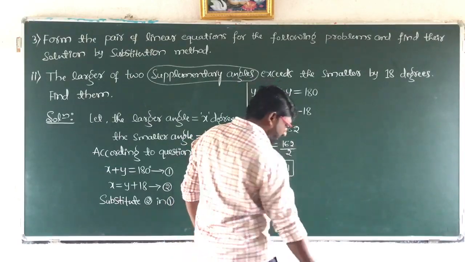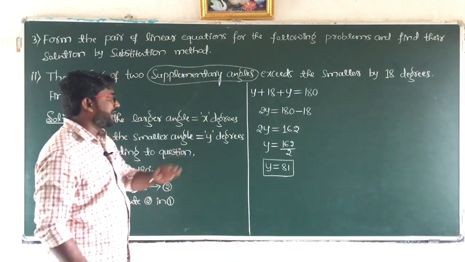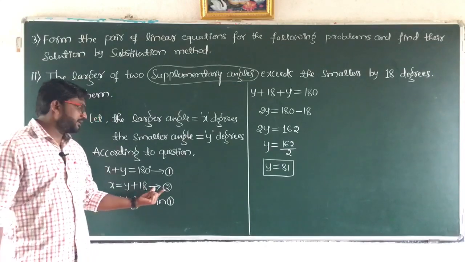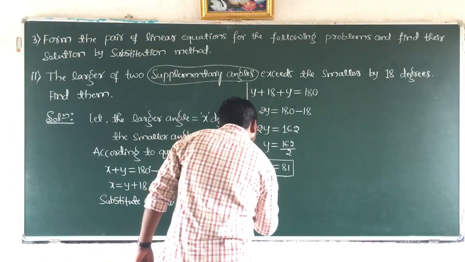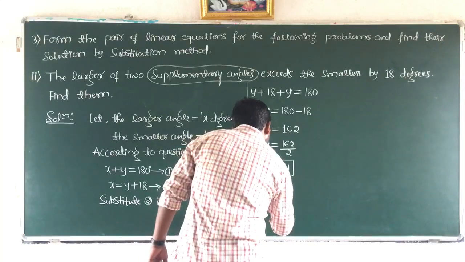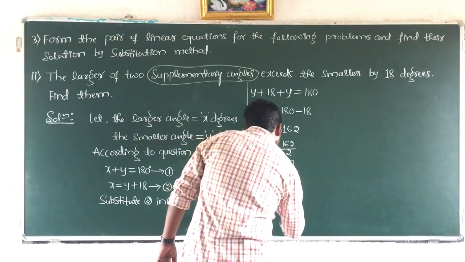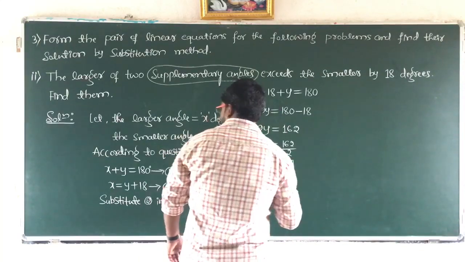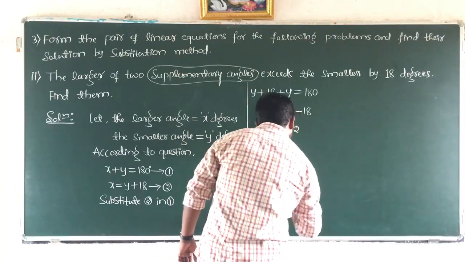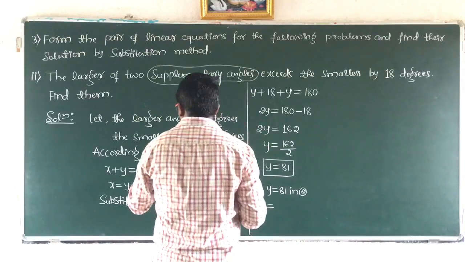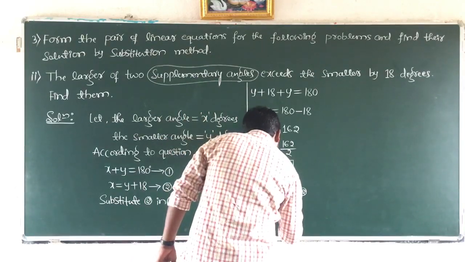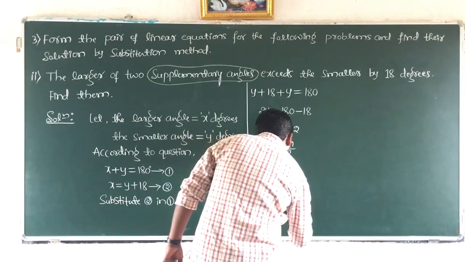So we have got the value of y. Now put y equal to 81 in equation number 2 to get the value of x. Put y which is equals to 81 in equation 2. So we get x which is equals to y plus 18. So y, it is 81 plus 18.